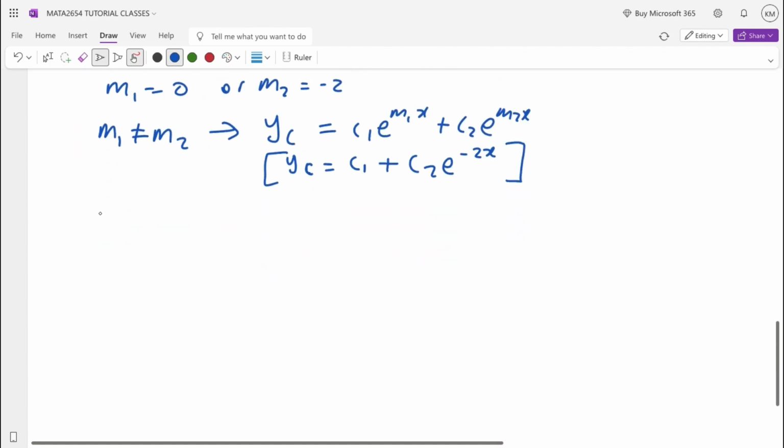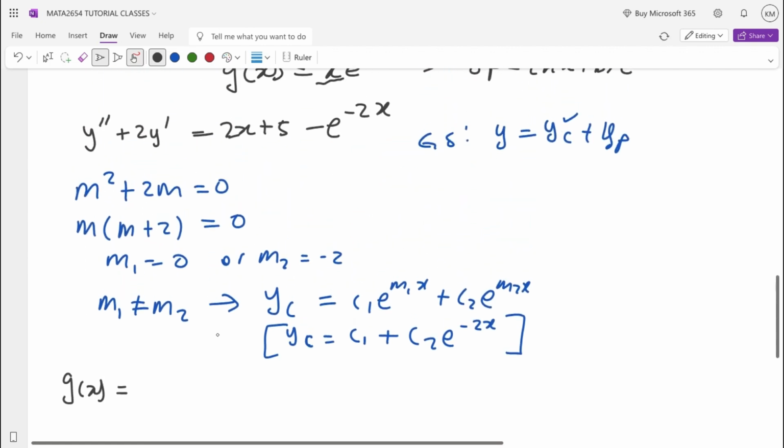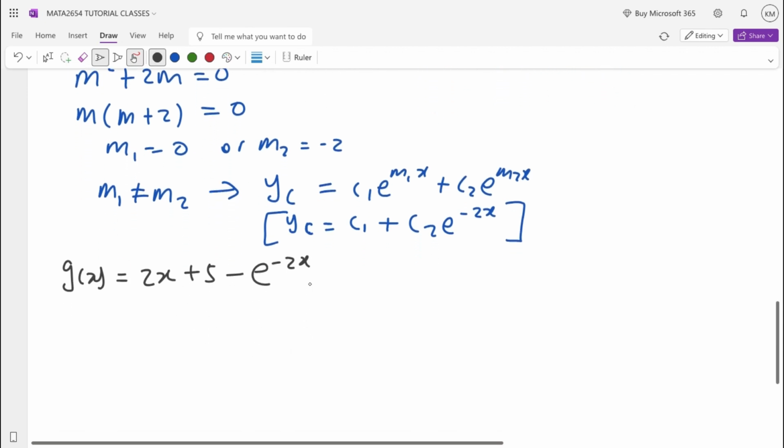Now let's see what our g of x is. Let me quickly check that. It is 2x plus 5 minus e to the minus 2x. So this is our g of x. From this g of x, we see that our particular solution, we expect it to be, this is indeed a linear function, so we expect it to have a linear function, ax plus b. Okay, so that is the expected thing.